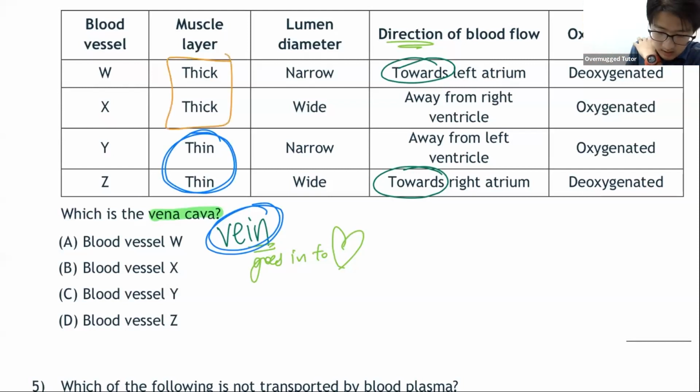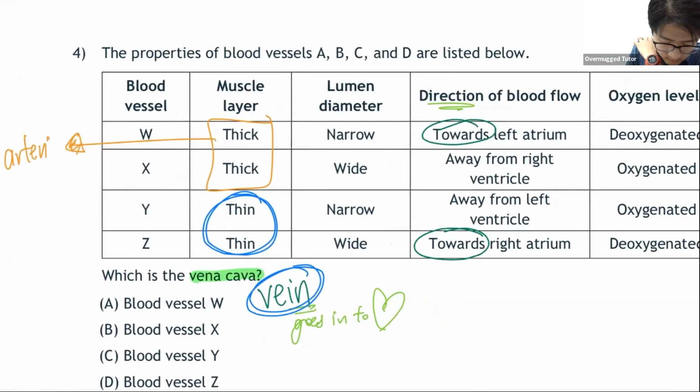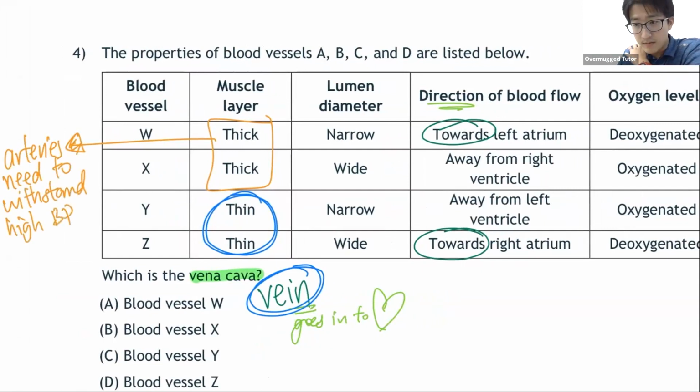Okay, so this one, arteries, high blood pressure. Okay. All right. So with that in mind, definitely has to be blood vessel Z.